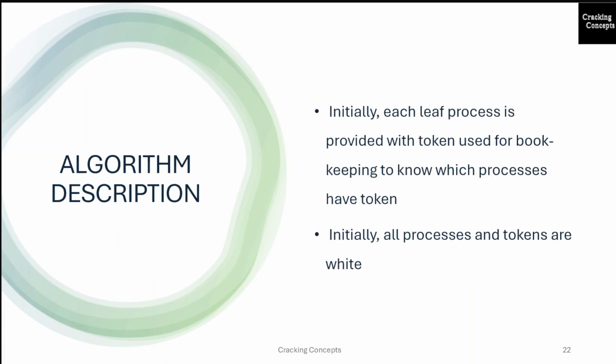Now we'll see the algorithm description. Initially, each leaf process is provided with a token. Now the set S is used for bookkeeping to know which processes have the token. Hence, S will be the set of all leaves in the tree. Initially, all processes and tokens are white. As explained before, coloring helps the root know if a message passing was involved in one of the subtrees.